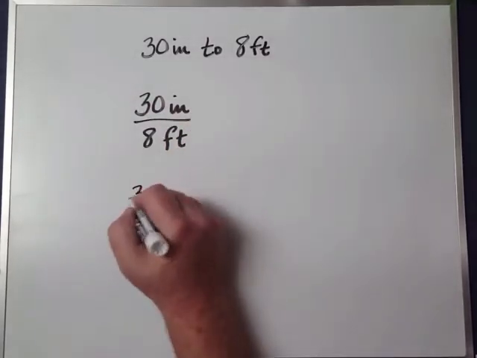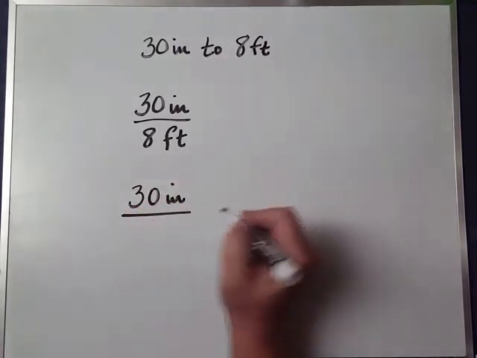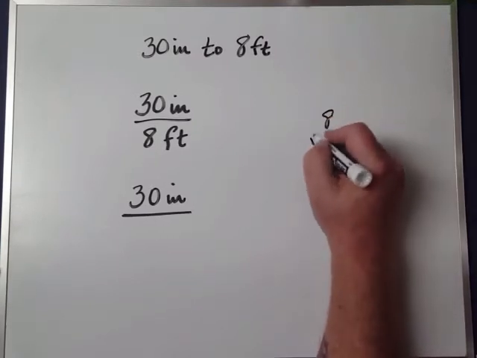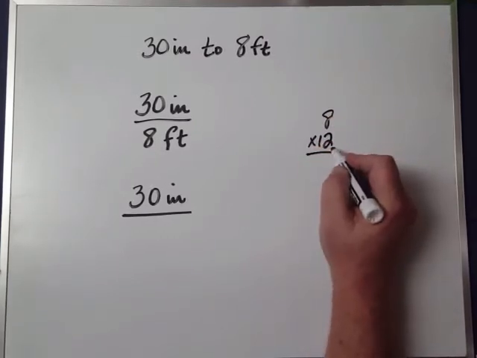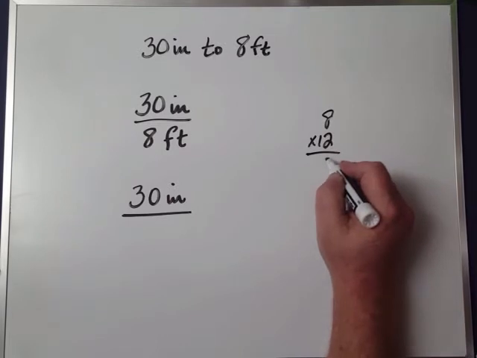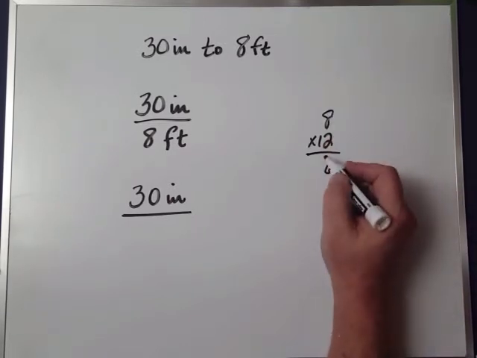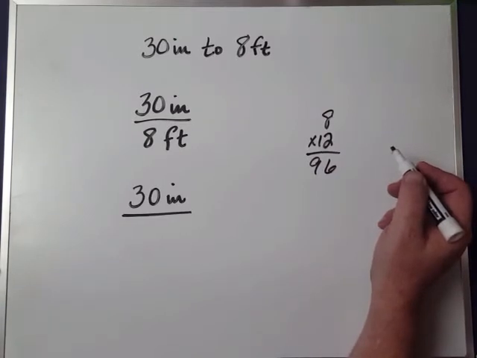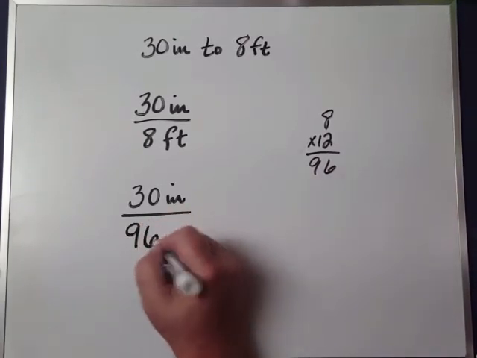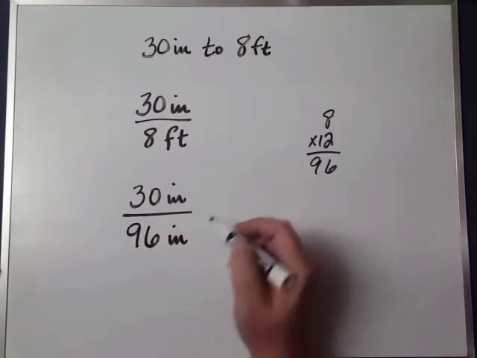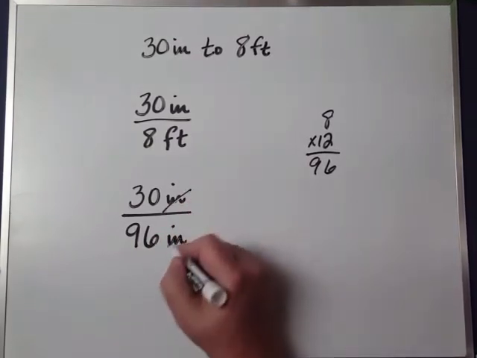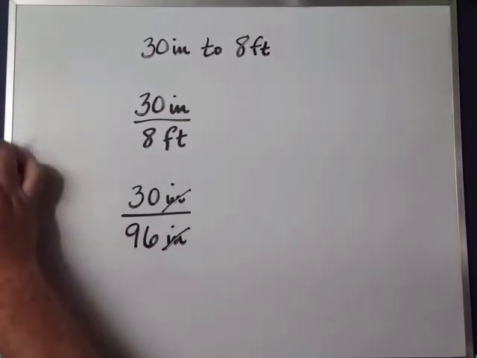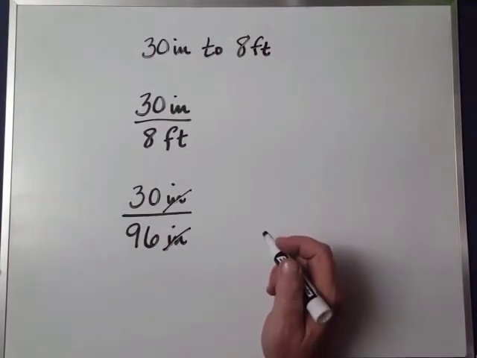And so 30 inches to 8 feet is how many inches? 8 feet times 12 inches a foot is going to be 96 inches. Now that the units match, they will cancel, and we will end up with no units. We'll end up with a dimensionless quantity.